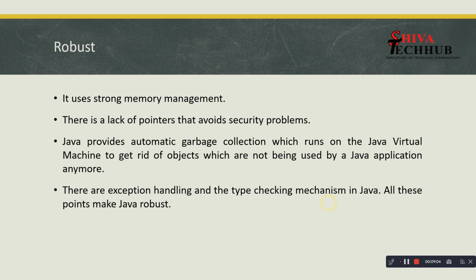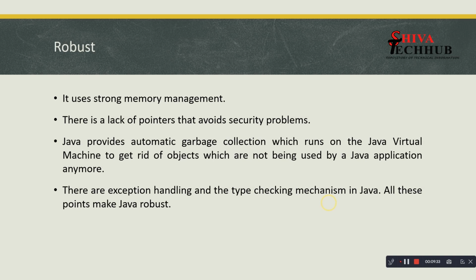And the next feature is that it is robust in nature. So what do you mean by robust? Robust in the general sense is strong. As Java uses a strong memory management system, we can call it a robust programming language. Also, there is no pointer concept as there is in C++. Java avoids it so that there won't be any security problems.